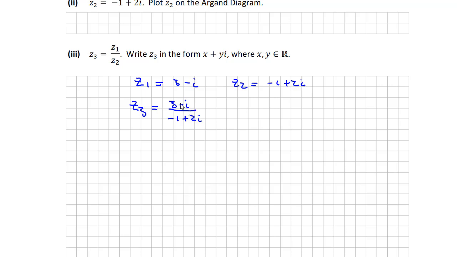What we can do is multiply above and below by the conjugate of the denominator, and the conjugate just means you change the sign in front of the imaginary component. So we're going to multiply by -1 minus 2i and -1 minus 2i. That is equal to -3 plus i minus 6i plus 2i squared.